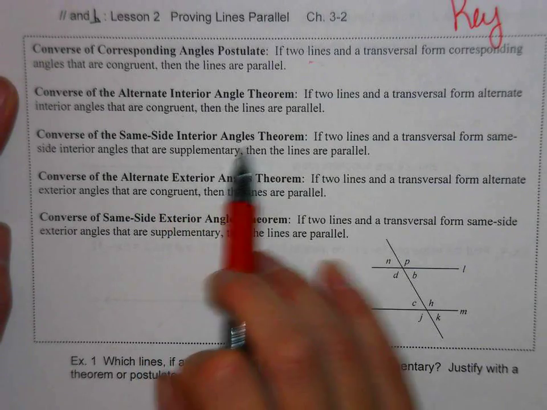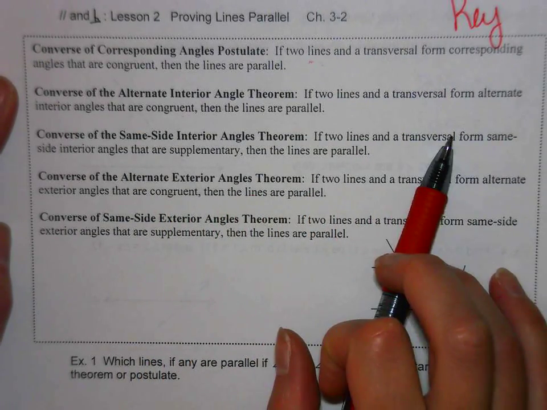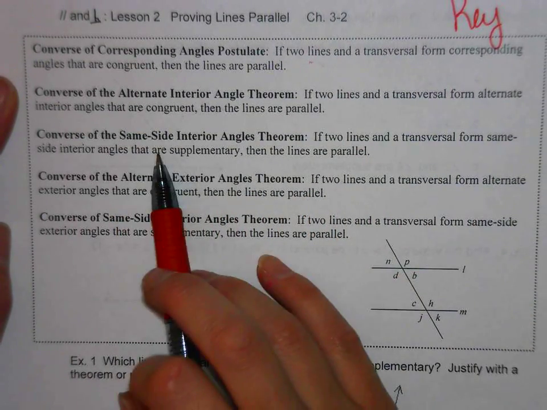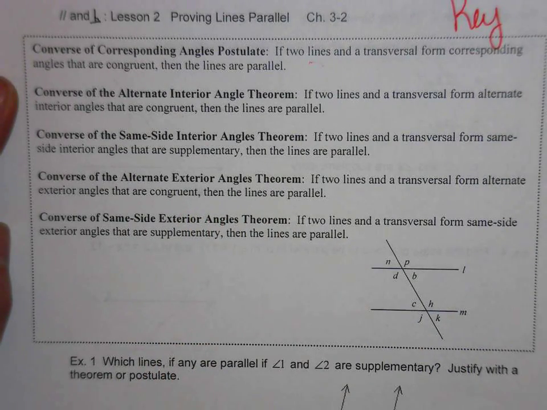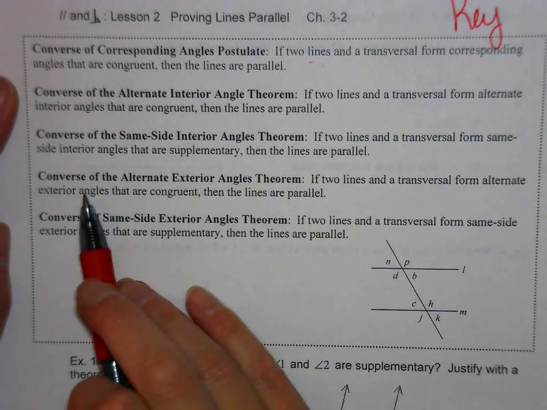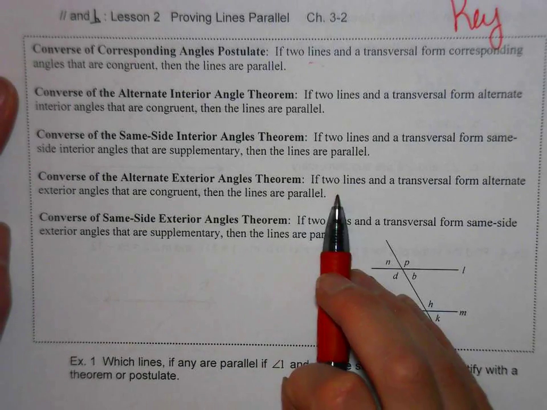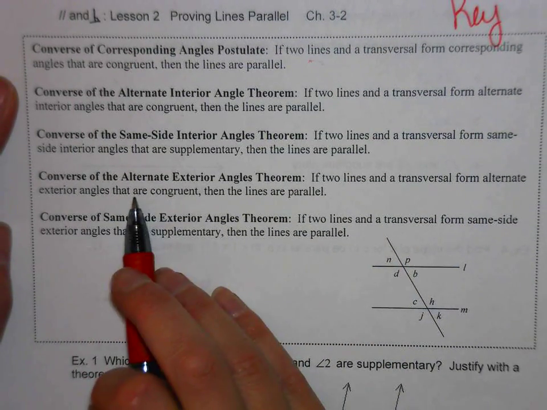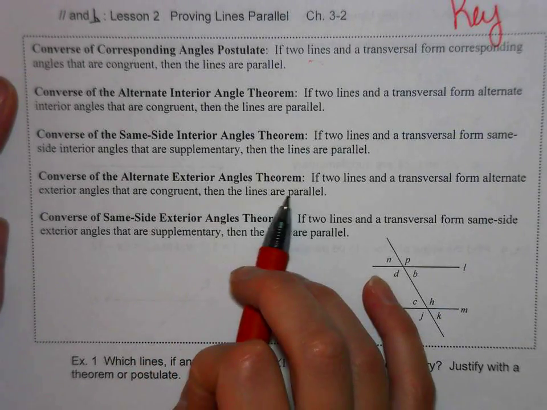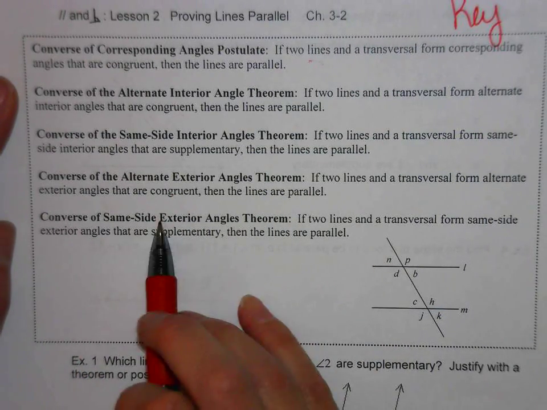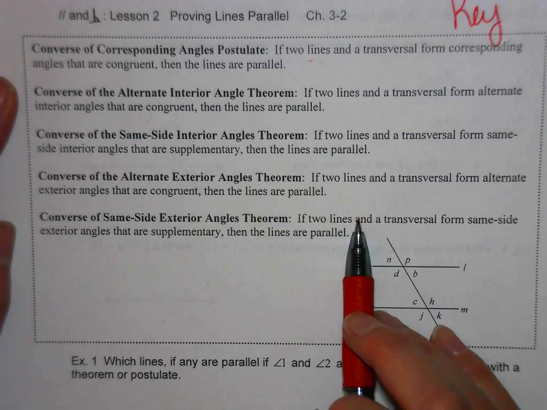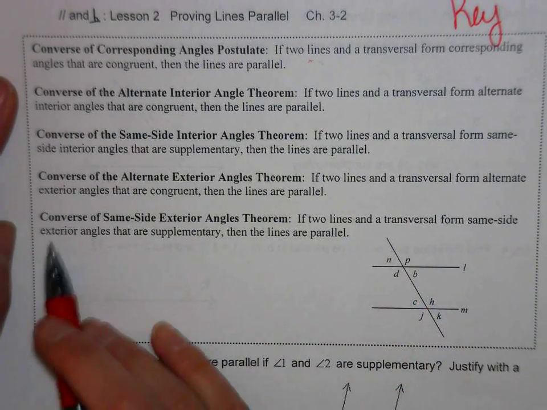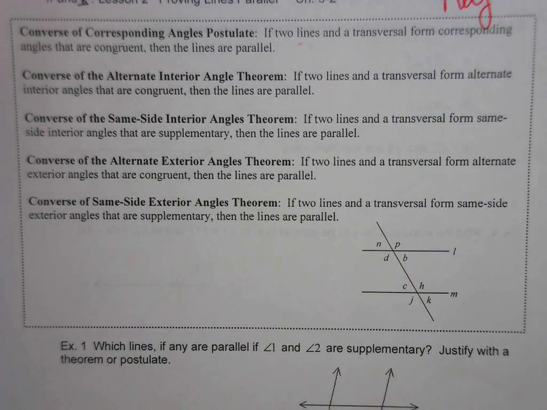Converse of the same side interior angles theorem: if two lines and a transversal form same side interior angles that are supplementary, then the lines are parallel. Converse of the alternate exterior angles theorem: if two lines and a transversal form alternate exterior angles that are congruent, then the lines are parallel. And the converse of the same side exterior angles theorem: if two lines and a transversal form same side exterior angles that are supplementary, then the lines are parallel.